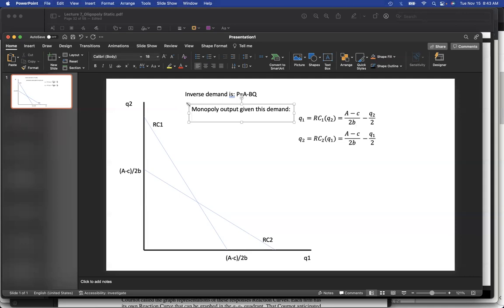Sulit niyo muna. A minus what? BQ lang? Marginal revenue. Tama ba yan? Mali. May sumasagot. Hindi. 2B. Minus 2BQ kasi twice nga, di ba? Good. Yan. Equals what? MC? What is our MC? Our MC is C. Ayan, no, C. And they're both the same.